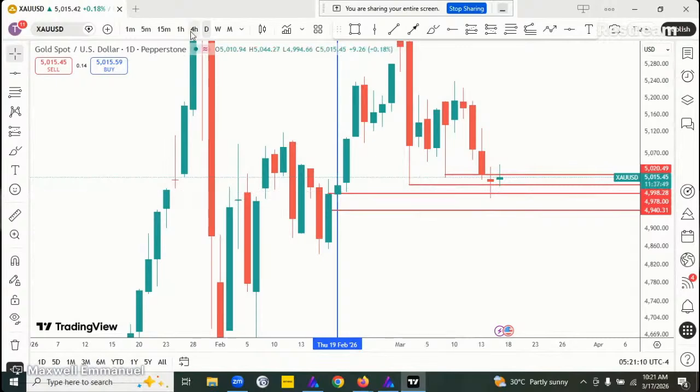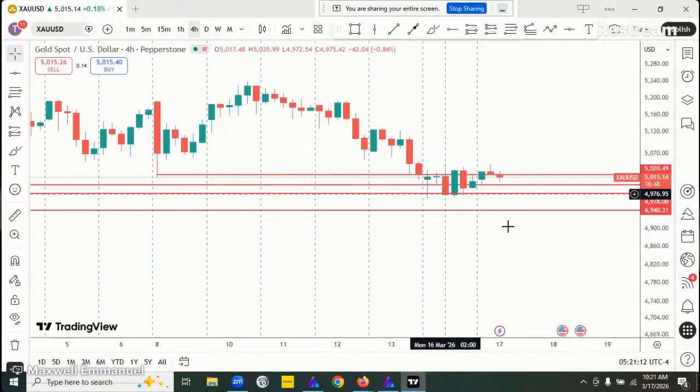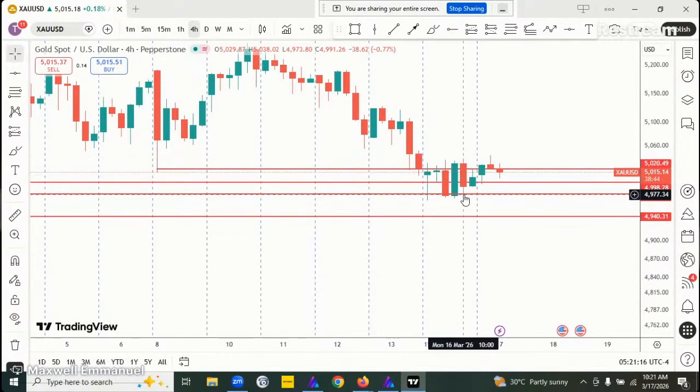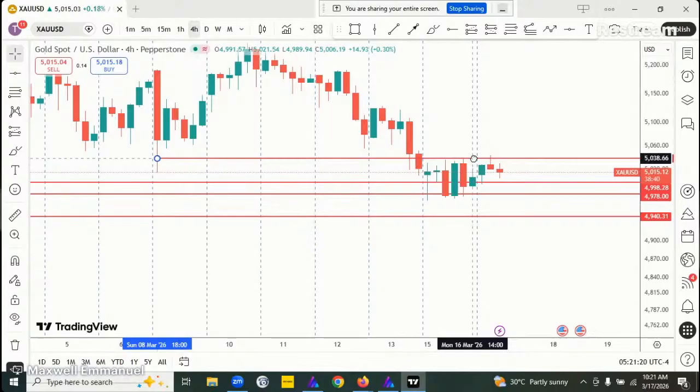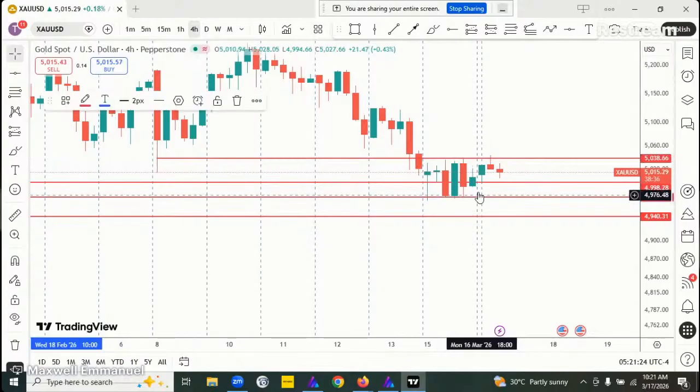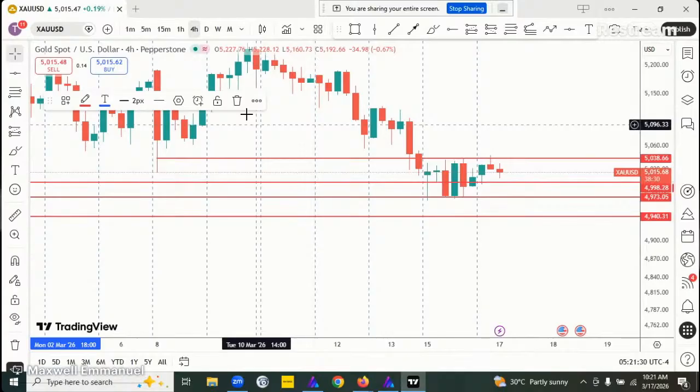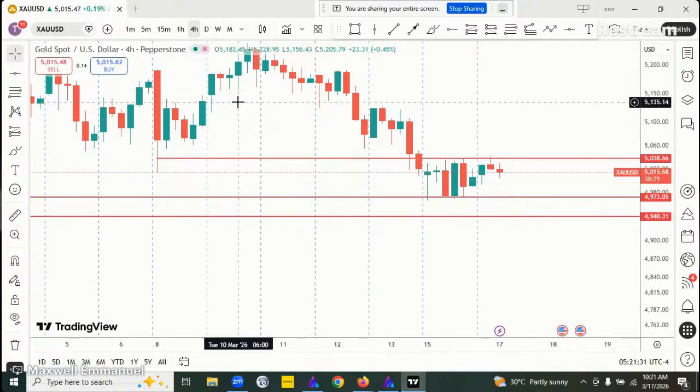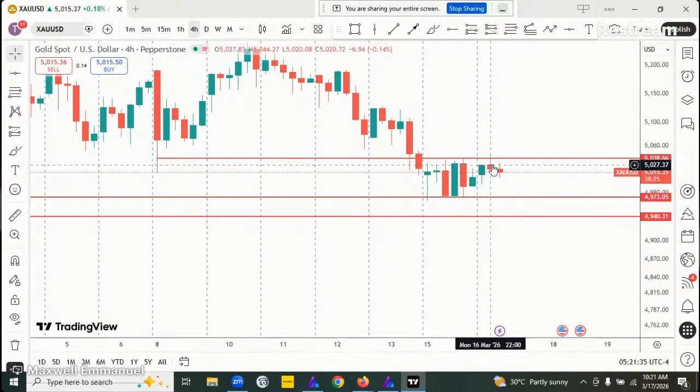If you go down to 4 hour, you would see that gold ranged all through yesterday. There was no clear direction on gold. So yesterday, what they did was to create buy-side liquidity. This is the buy-side liquidity, and they also created sell-side liquidity. So I believe today they would want to sweep the buy-side, and that they have already achieved. You can see they've swept the buy-side liquidity, and you can see the pattern that we have here.